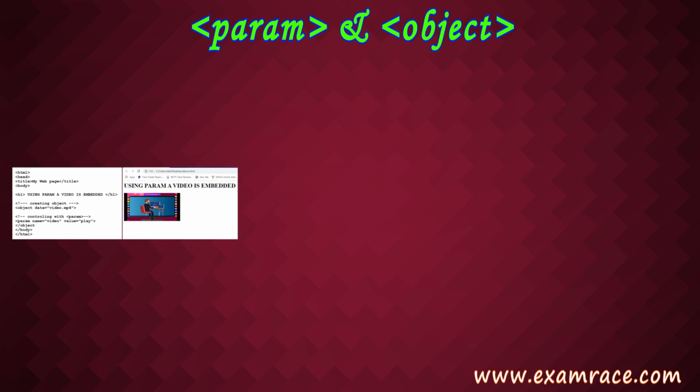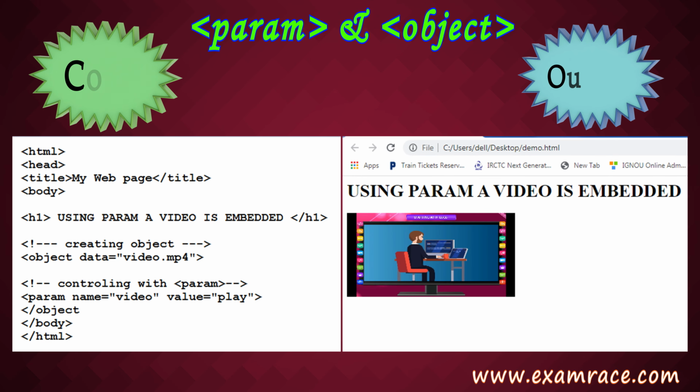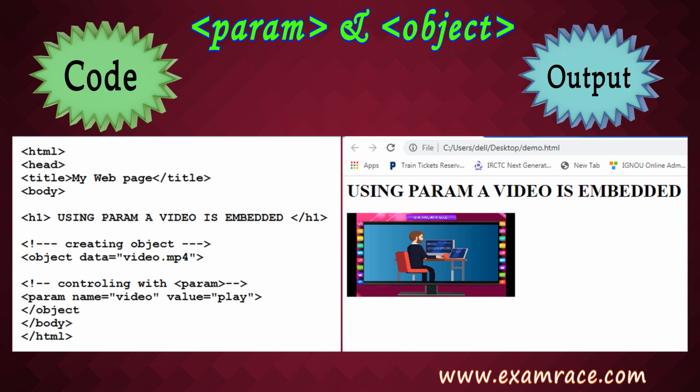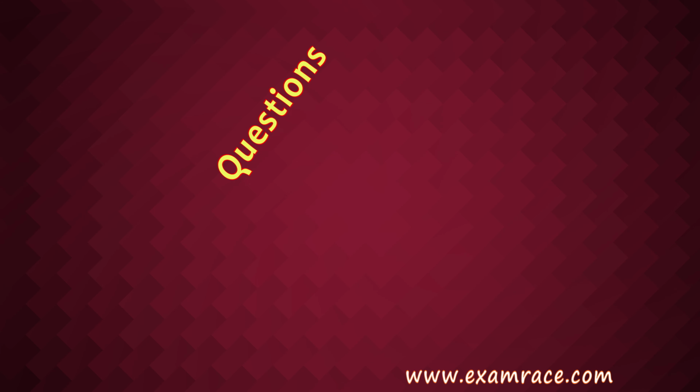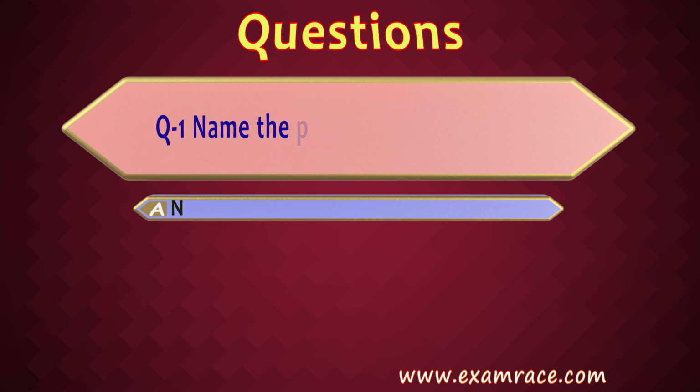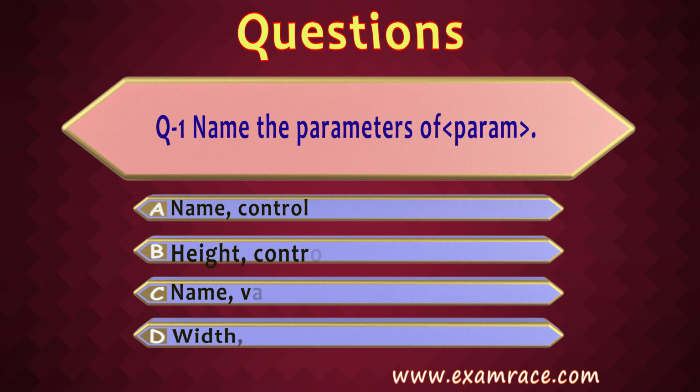So in the next slide we can view the output. So the object data over here is a simple video having an MP4 file. In the param we need to provide the name and value as we have read. In the name I have given video, then the value is play. We just want to play the video. So let's have some MCQs related to the same topic.